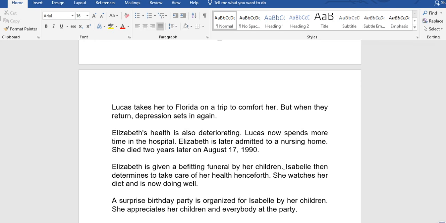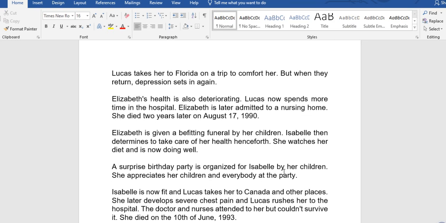Elizabeth's health is also deteriorating. That is Lucas' mother. Lucas now spends more time in the hospital. Elizabeth is later admitted to her nursing home. She died 2 years later, on August 17, 1990. Elizabeth is given a befitting funeral by her children.